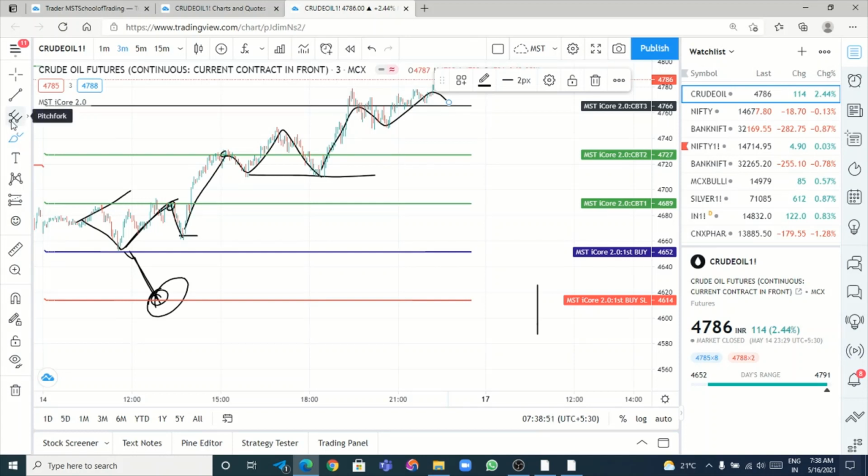So what we are telling: once you got the first target, if you are a safe trader, exit from the market. Or if you have good capital and want to make good profit, then take three lots initially at 4652, book the first lot at the first target and revise your stop loss to cost. Now the stop loss is safe. Now book the second lot here and revise the stop loss to cost. Again our stop loss is safe. Then book the third lot here and exit from the market.